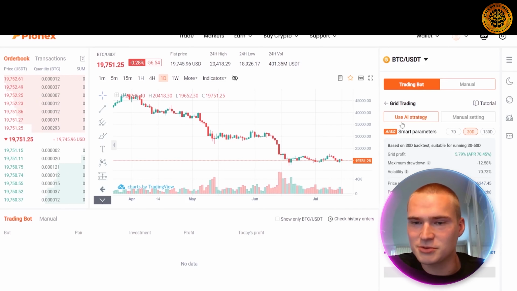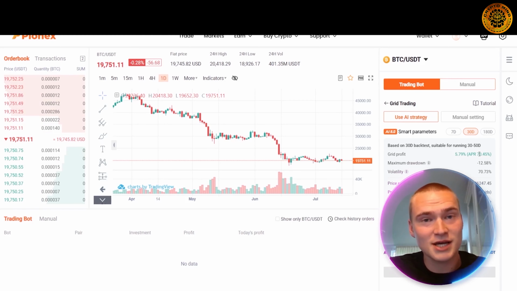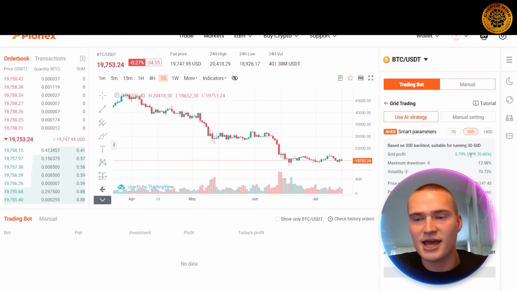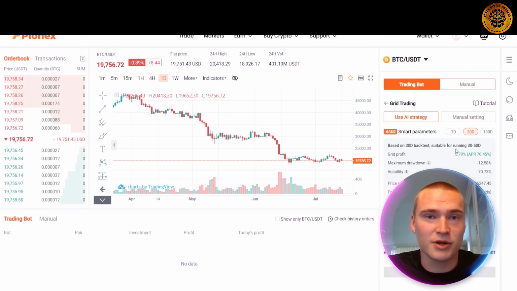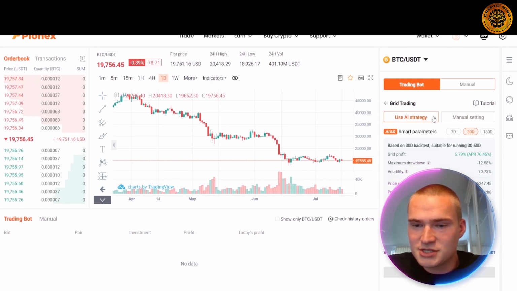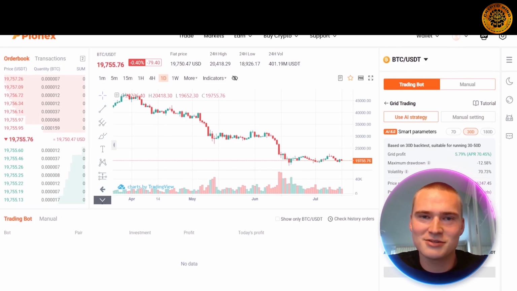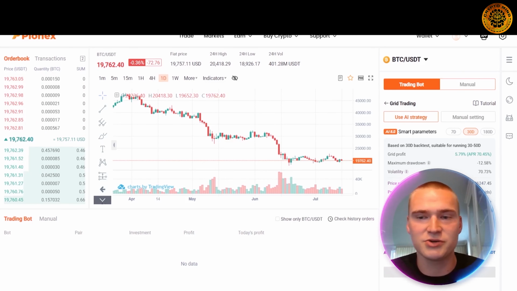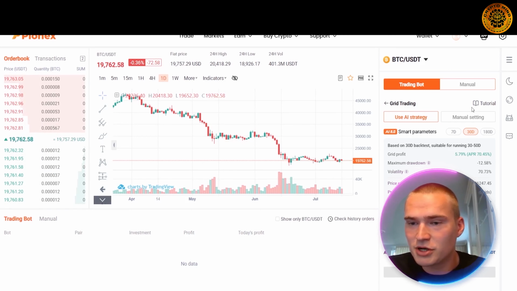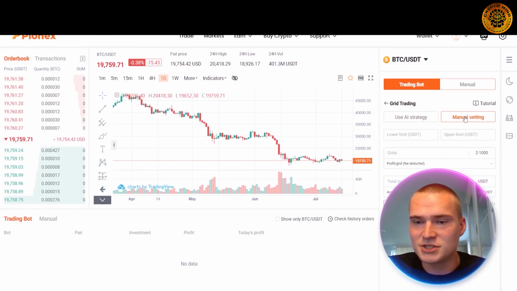Once you press create, you will see the AI strategy. And like we said in the beginning, it's backtested that over the last 30 days, it actually had an APR of 70% profit by using this bot when you actually backtest it. So you can use the AI strategy where, for example, if you add balance to your Pionex account, you can actually use the slider to invest a certain percentage of your balance into the AI strategy grid trading bot, but you can also set it up for yourself, the manual setting right here.